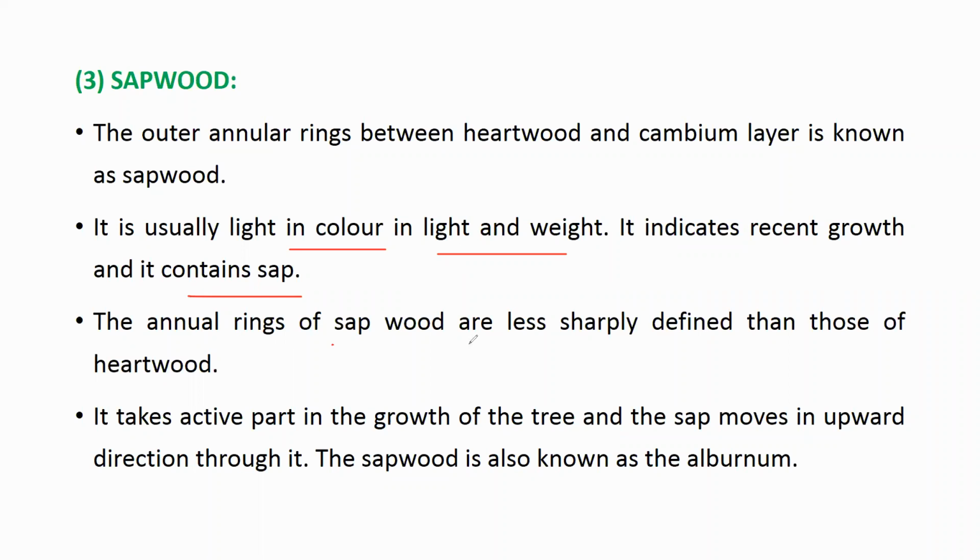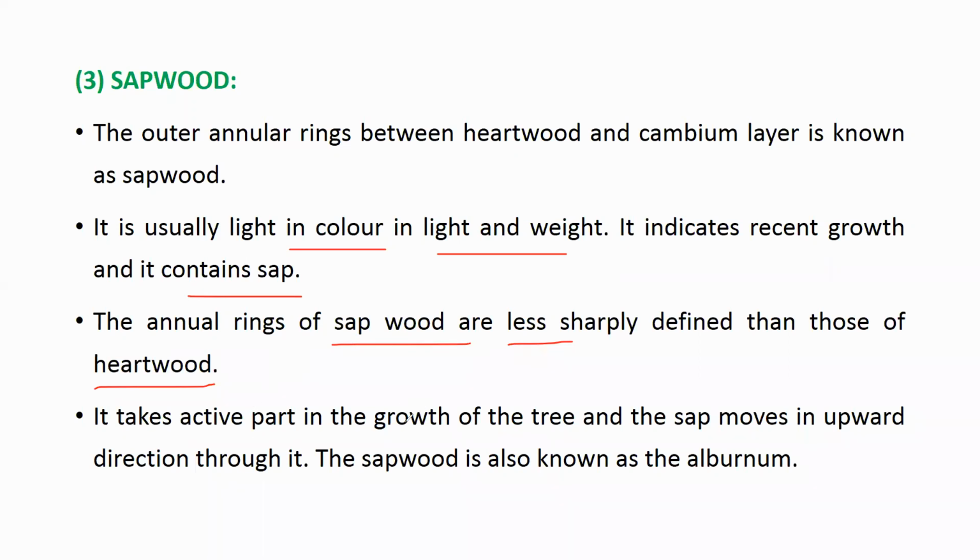The annular rings of sapwood are less sharply defined than those of heartwood. In the heartwood, those annular rings or growth rings are clearly visible. But in the sapwood, those annular rings will be there, but will not be clearly visible. They will not be very defined.